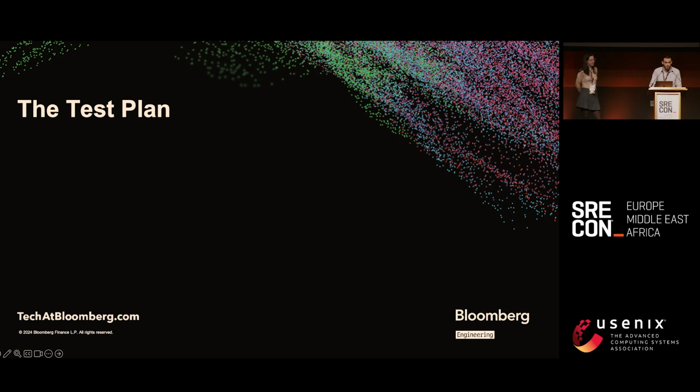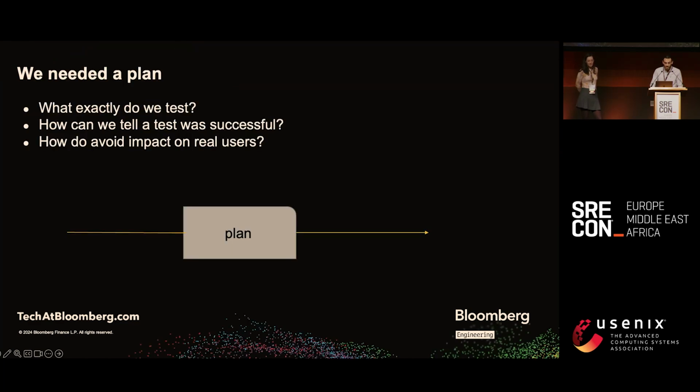Now we know what we want to do, and we want to test the system. We need a plan for this. We started by asking ourselves some questions: what exactly do we want to test, what are we trying to achieve during testing, when can we say this test is successful, and how to do this without impacting any real users.